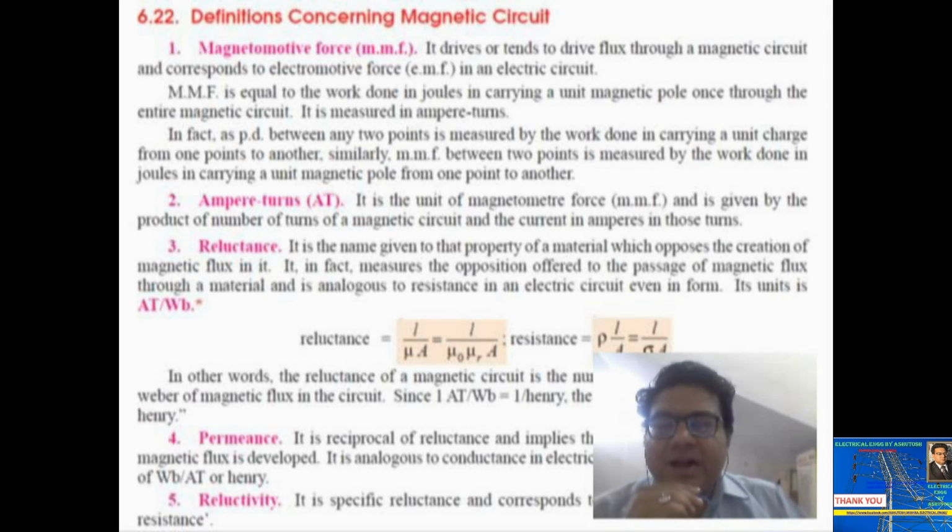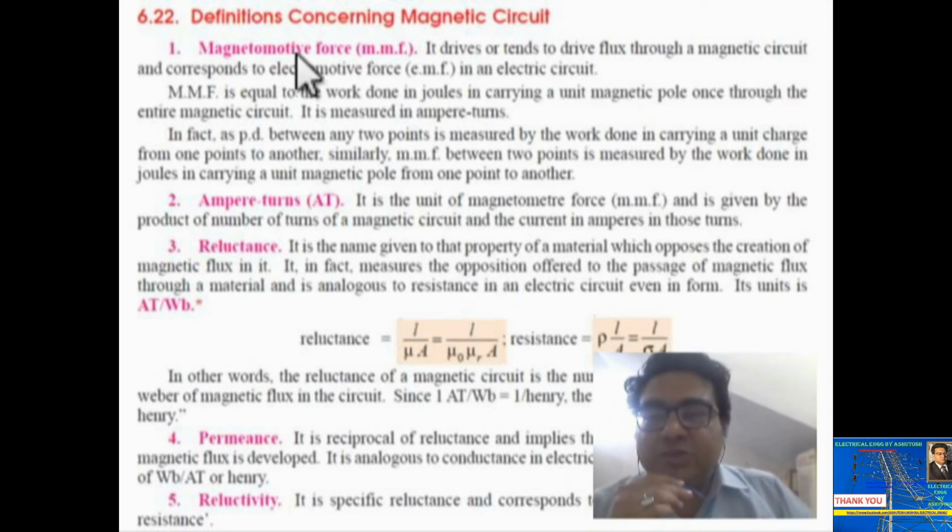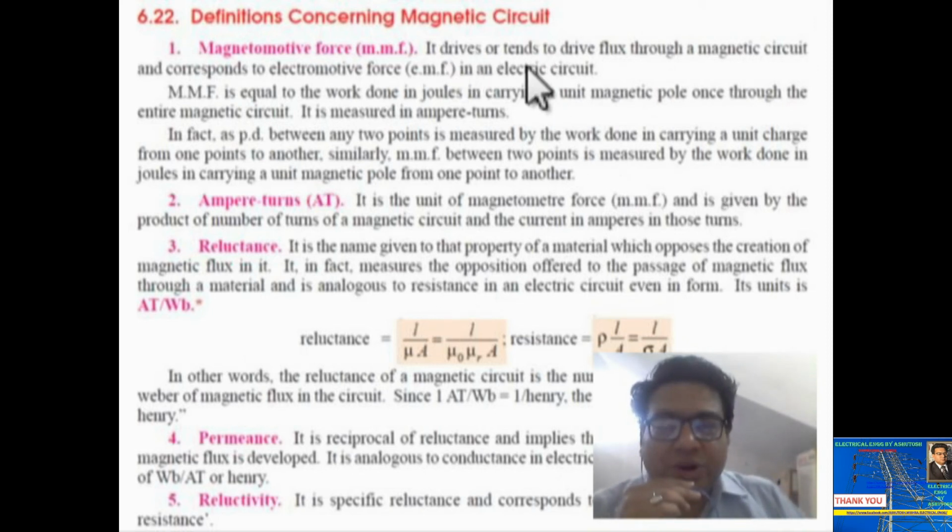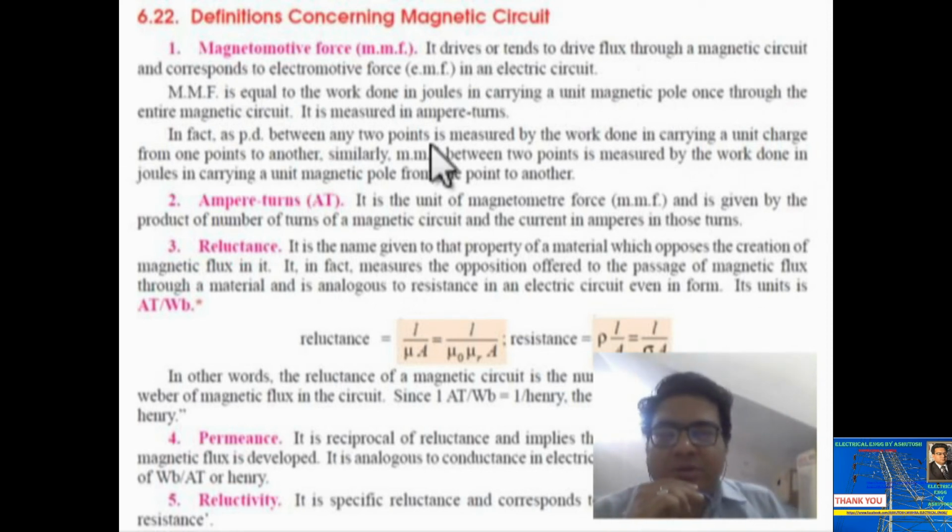So guys, here are some definitions concerning magnetic circuits. Some terminologies are related to magnetic circuits, and you can see the definitions. First one is magnetomotive force. We already discussed it. It drives or tends to drive flux through a magnetic circuit and corresponds to electromotive force, EMF, in an electric circuit. And we already discussed it.